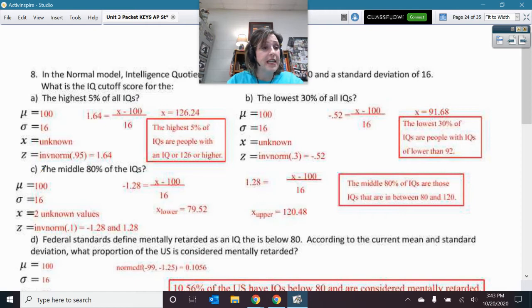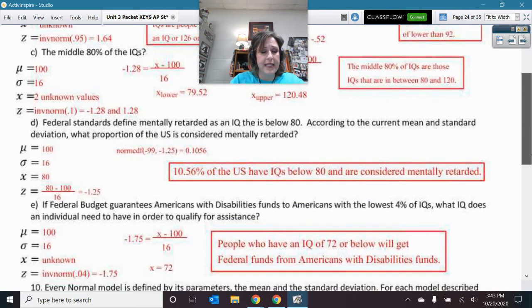Middle 80%, that puts 80% in the middle, so 20% left puts 10% on each outside edge. So inverse norm of 0.10, -1.28, and +1.28. That would be my lower values and my upper values to solve for. All right, and then here we go.